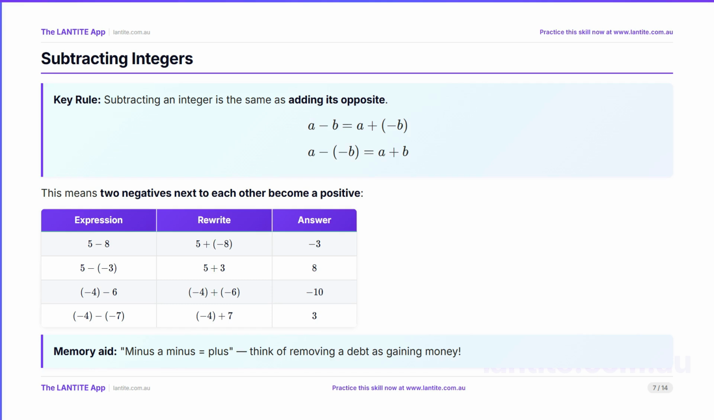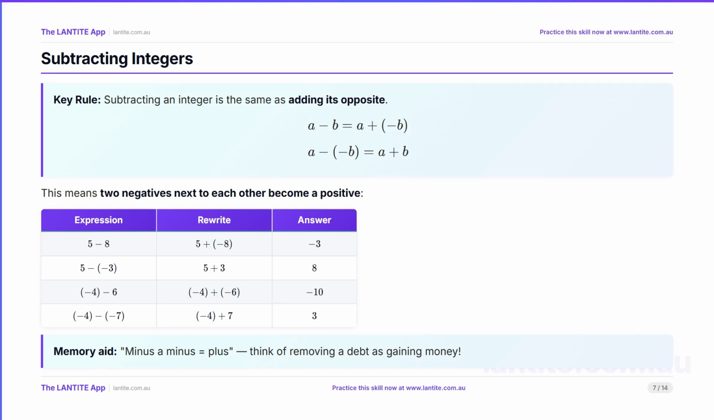Let's look at the table on screen. 5 minus 8 becomes 5 plus -8, which is -3. -4 minus 6 becomes -4 plus -6, which is -10. And -4 minus -7 becomes -4 plus 7, which is 3.